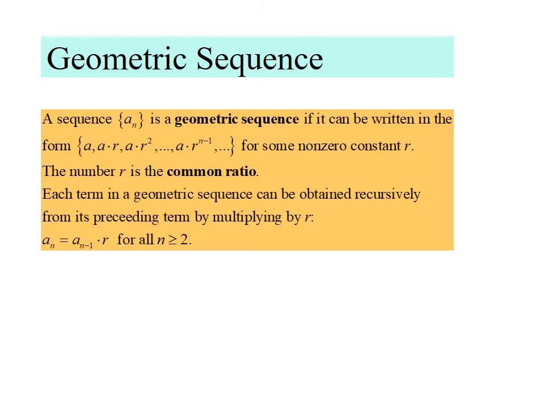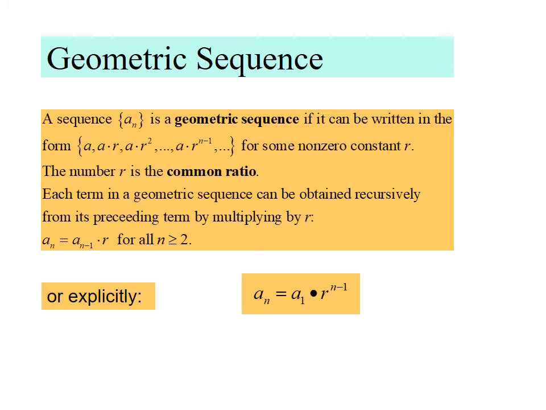Each term in a geometric sequence can be obtained recursively from its preceding term by multiplying by the common ratio r, or an is equal to a(n-1) times the common ratio r for all n greater than or equal to 2. Or we can explicitly define the formula for a geometric sequence as an is equal to the first term a1 times the common ratio r to the power of n minus 1, where n is a positive integer.